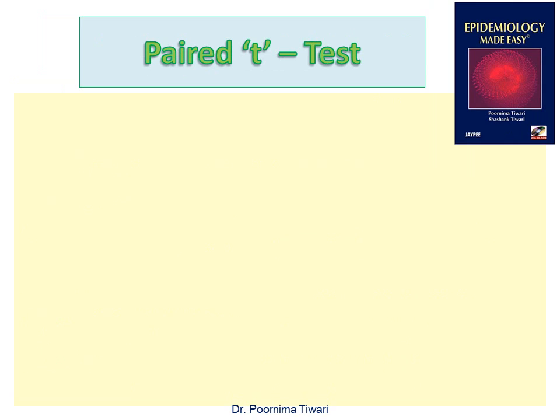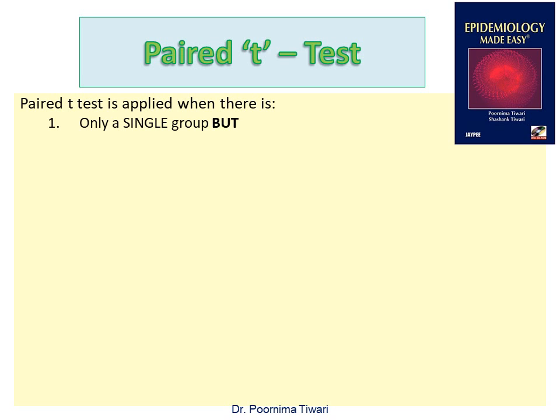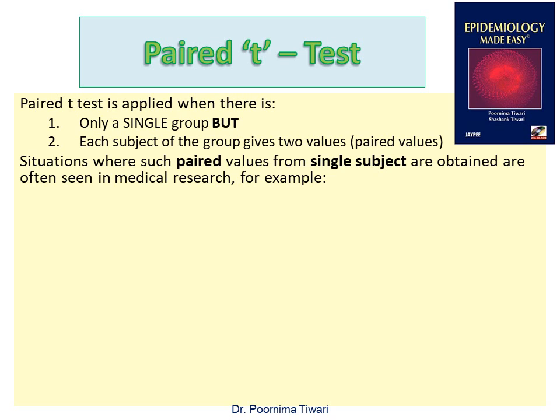Paired t-test is applied on quantitative data, but it is applied only when there is a single group. But each subject of the group gives two values, which are known as paired values. Examples of situations where such paired values from a single subject are obtained are often seen in medical research.